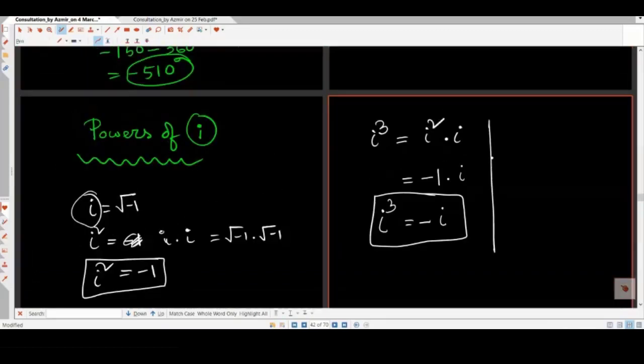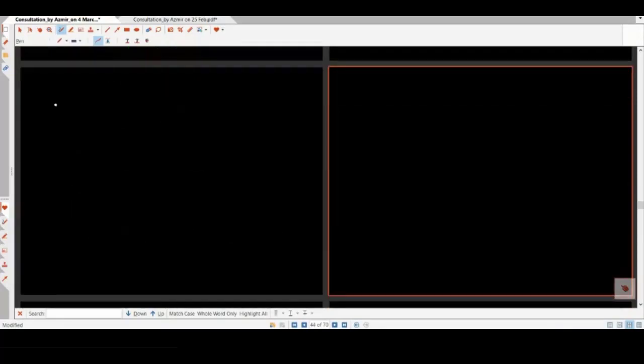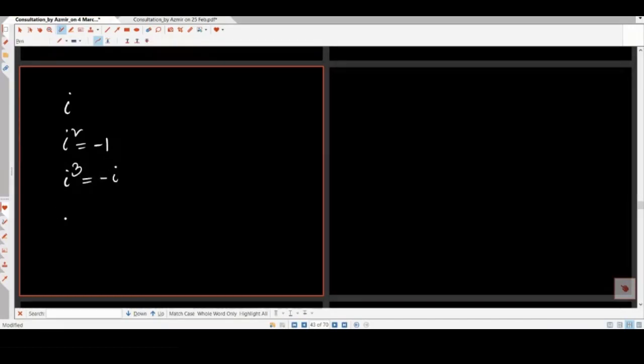Similarly, what will be the case for i to the power 4? We can think about i squared times i squared. So -1 times -1 is +1. So i to the power 4 is 1. So we now know that i squared is -1, i cubed equals -i, and i to the power 4 equals 1.